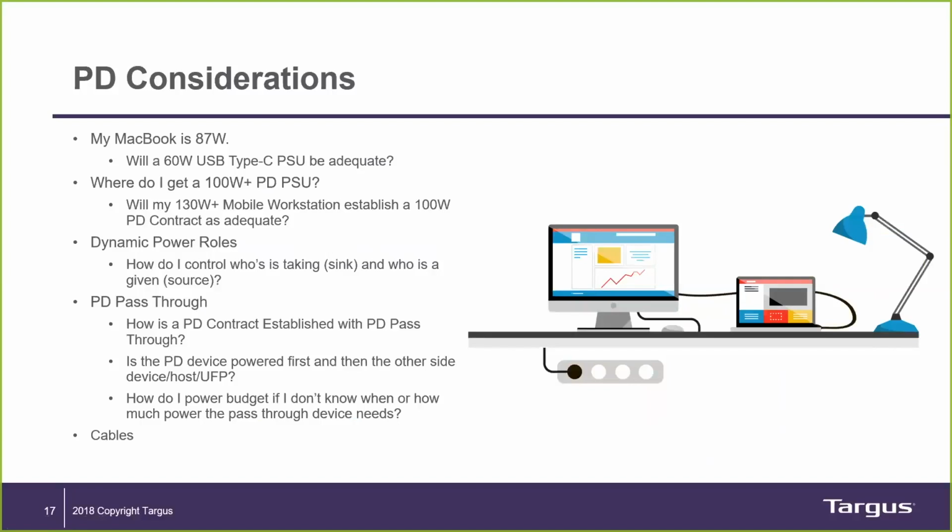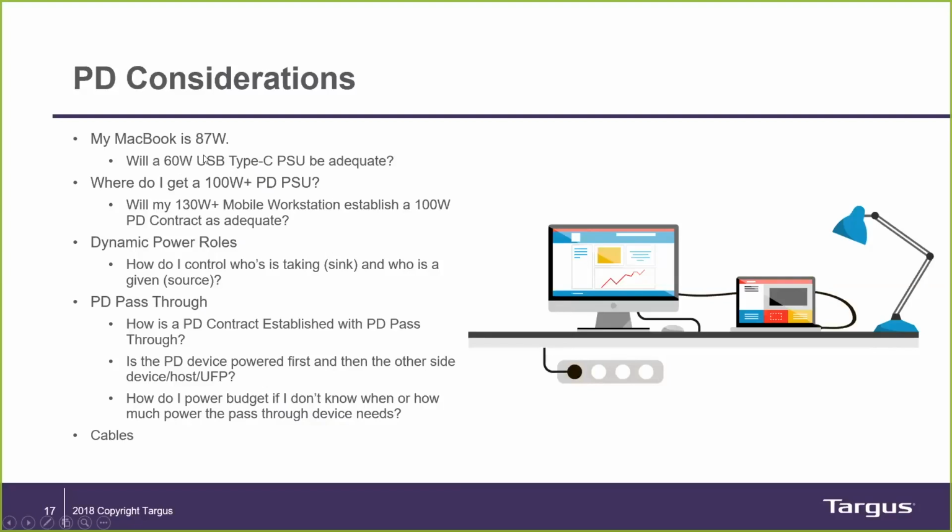Other considerations with power delivery, you'll run into this. The number one question I get asked, especially in the Apple world, is, I have an 87 watt MacBook. It says it's an 87 watt power supply. Will a 60 watt USB Type-C power supply be adequate? In fact, it is. The new MacBooks, and I say new, they're a couple years old now, the 87 watt ones, that is the 15-inch with 4 Thunderbolt ports, that want 87 watts, will still PD at 60 watts. It'll charge a little bit slower.